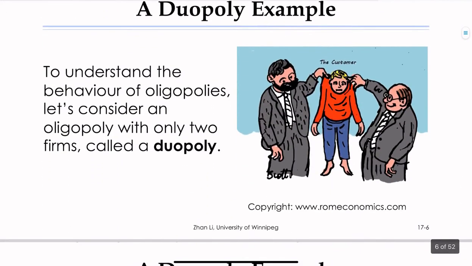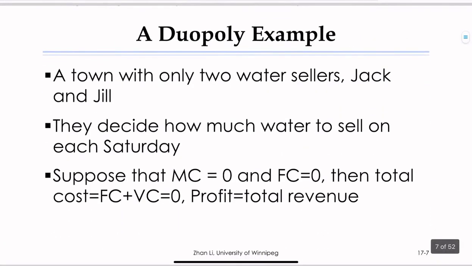Okay, so now let's think about a simple case. Again, just two firms. And when you're thinking about oligopoly with only two firms, this is called a duopoly. And you can see that the name does make sense, right? So you have DUO here. This basically means two.